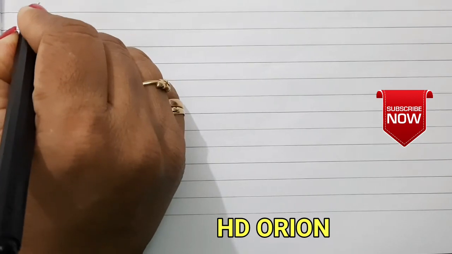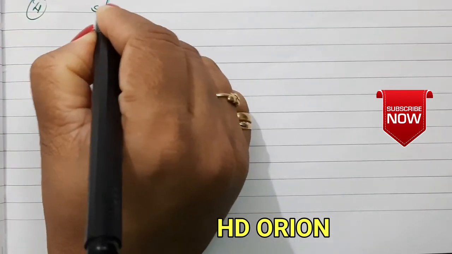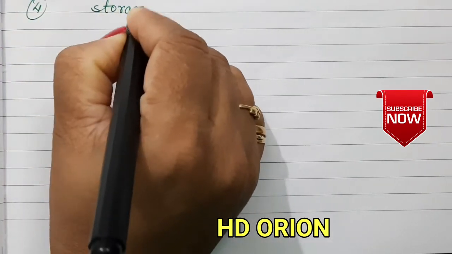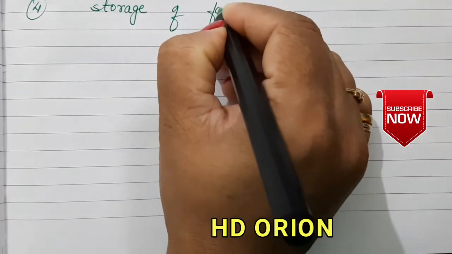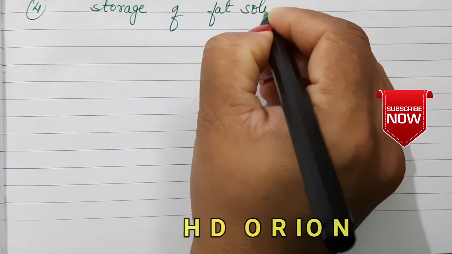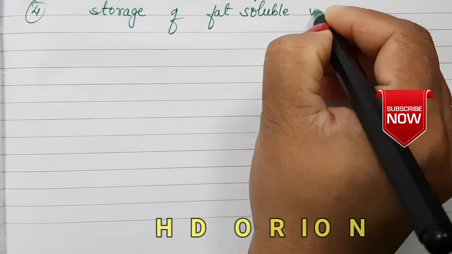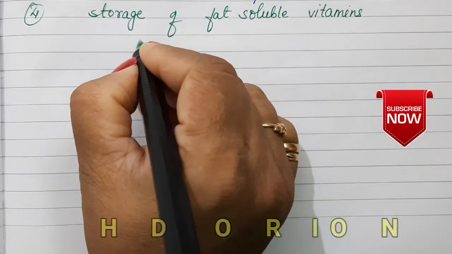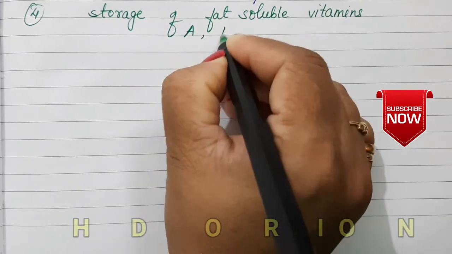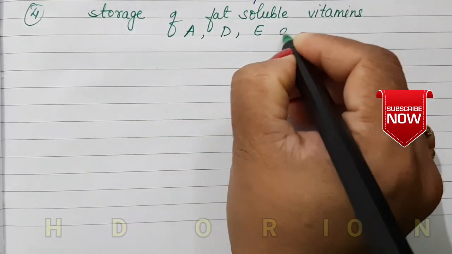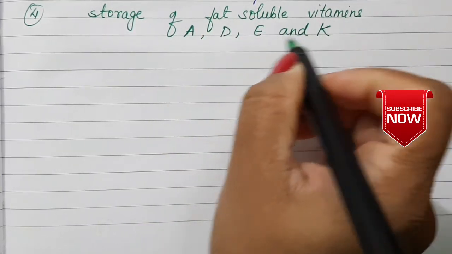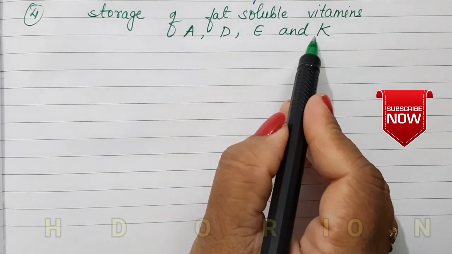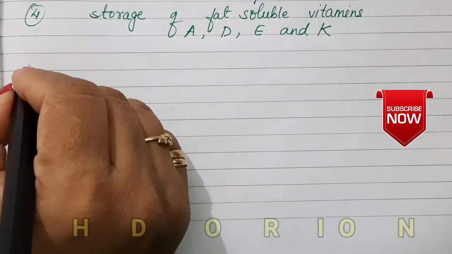Then the fourth function is the storage of fat soluble vitamins. These are 4: vitamin A, vitamin D, vitamin E and vitamin K. So these are fat soluble vitamins. These are also stored in the liver.